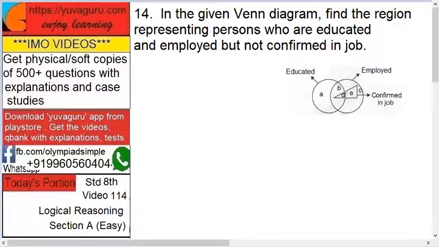Educated, employed and confirmed job, that is D. So B is what? Educated and employed but not in confirmed job. So that's why the answer is B.